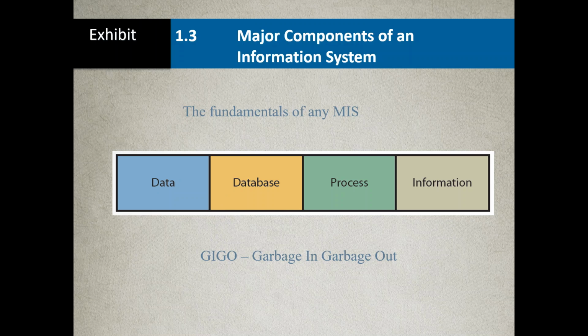Okay, let's carry on with part 2 of chapter 1. We left off with talking about the basic components of an information system, which again was data, database, process, and information. We talked a bit about what GAGO was. So let's dig in a little deeper into the data component of the MIS model.